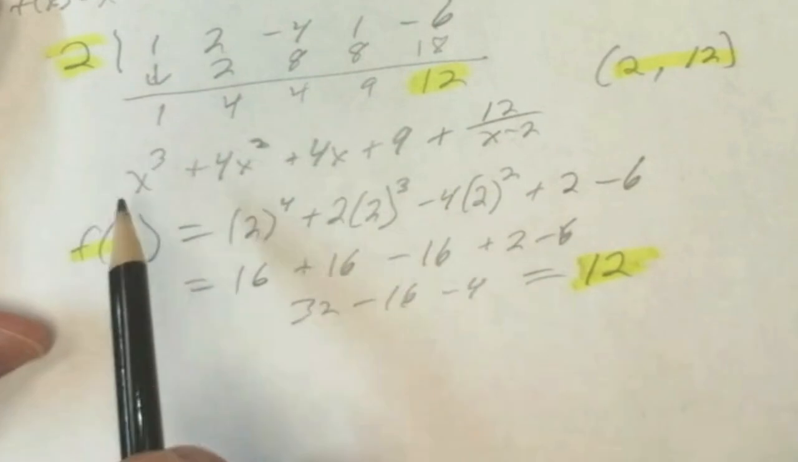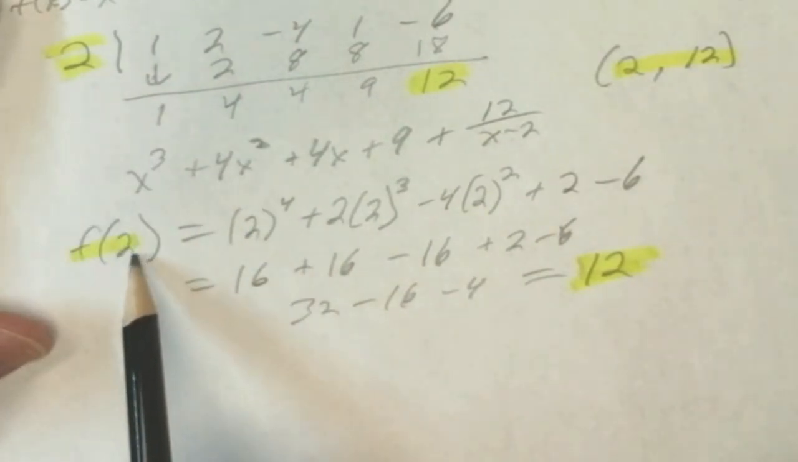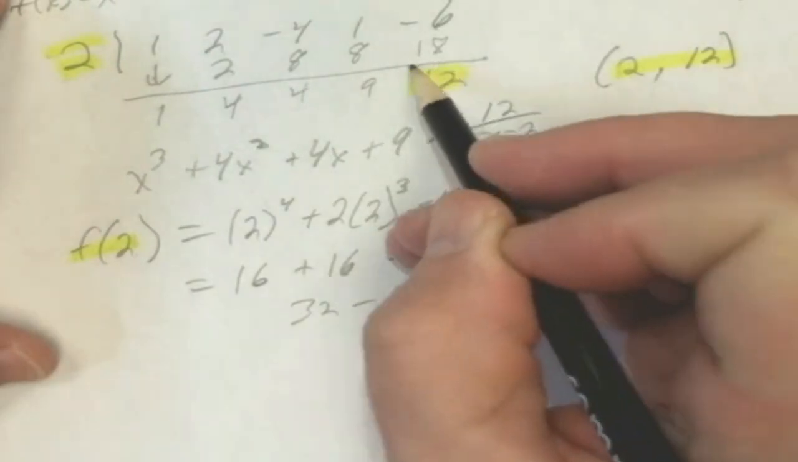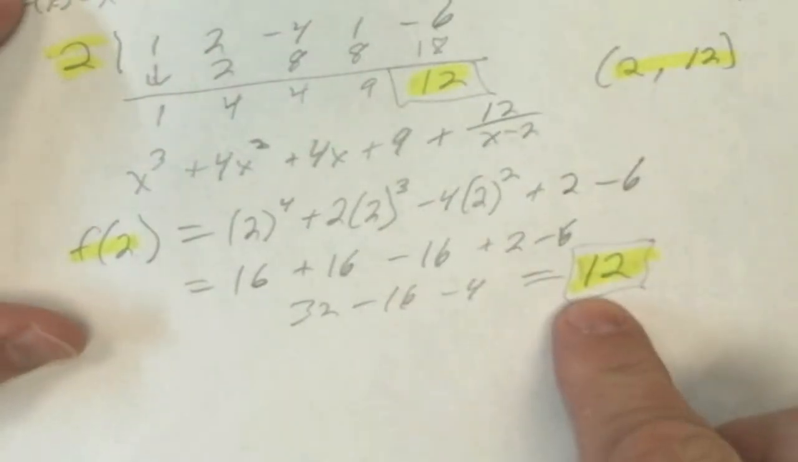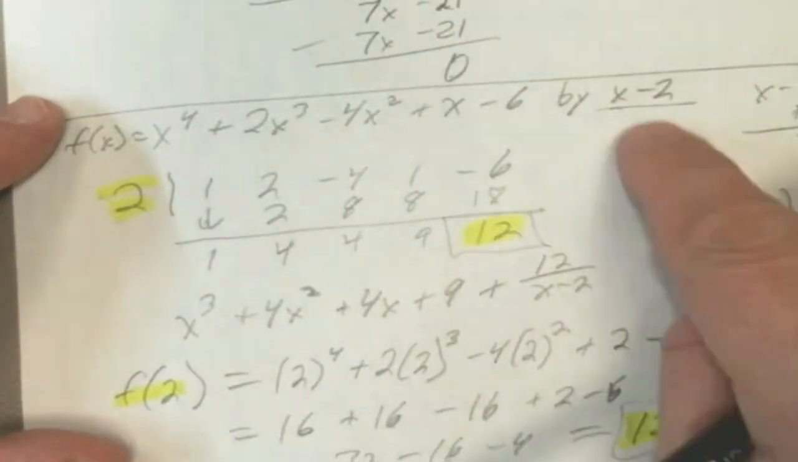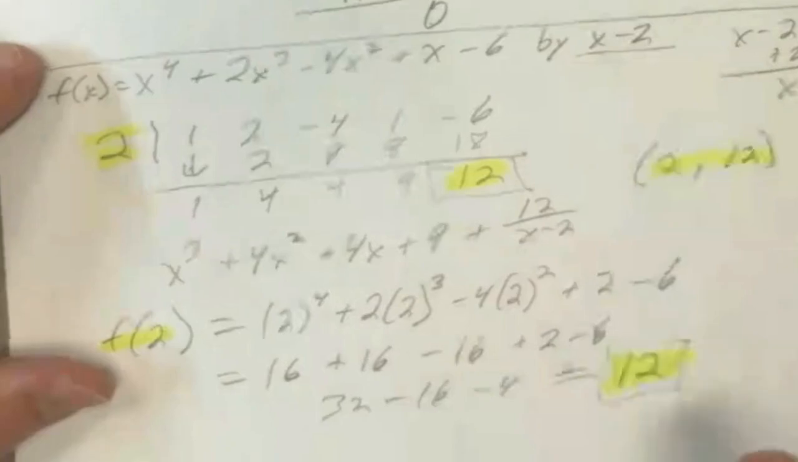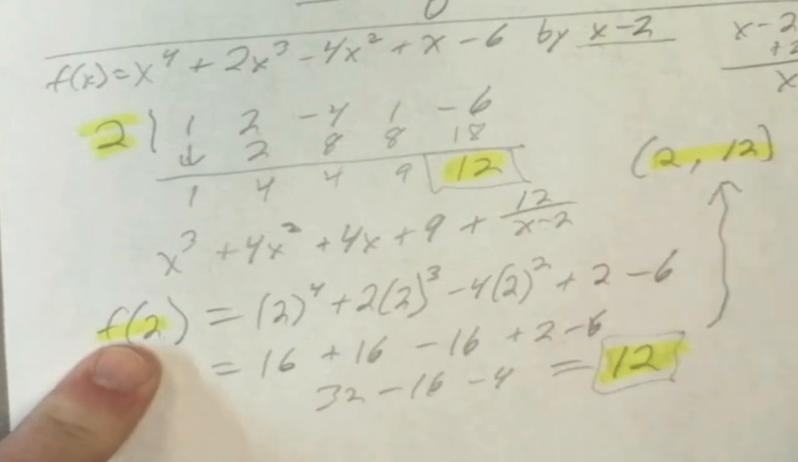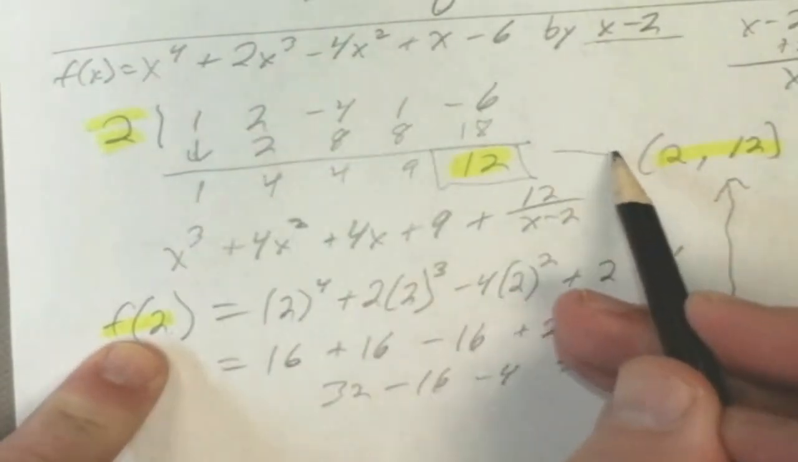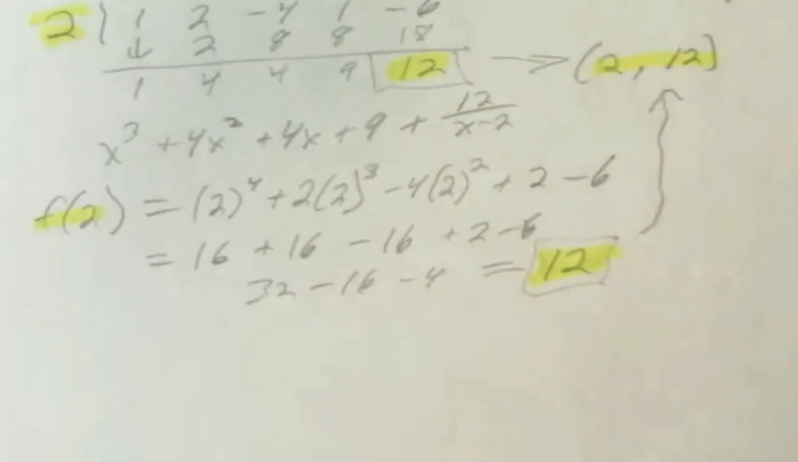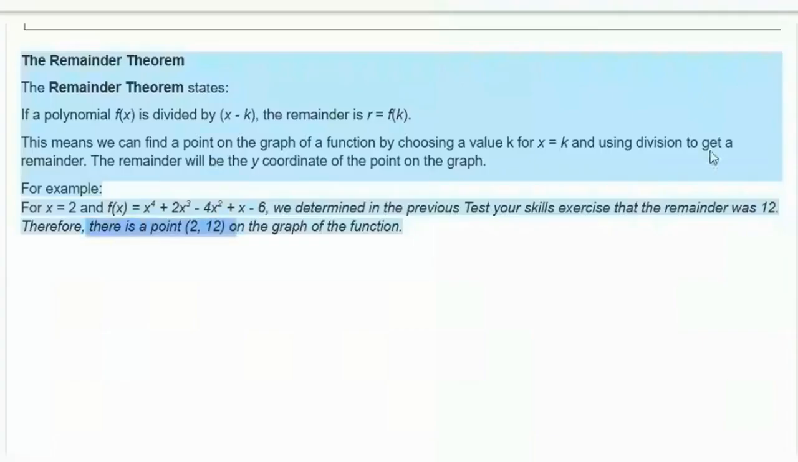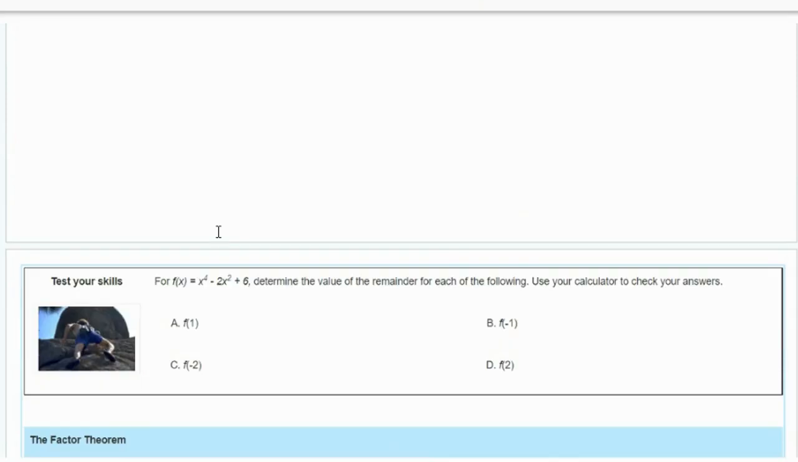So you can do synthetic division, or you can substitute the number into the equation. Either way, this will tell you the remainder. And if that remainder is 0, then x minus 2 is a factor. But it's not. But it will tell you that (2, 12) is a point on the graph. The factor theorem, the remainder theorem. A lot of different ways to get to an answer. (2, 12) is a point on the graph.